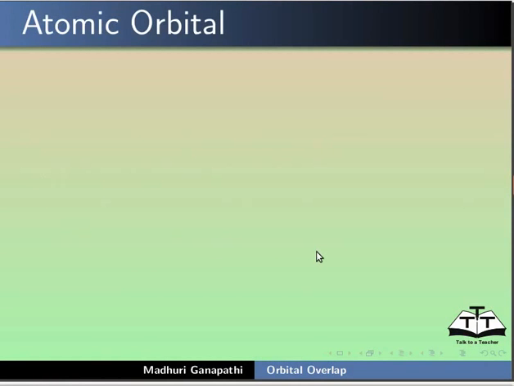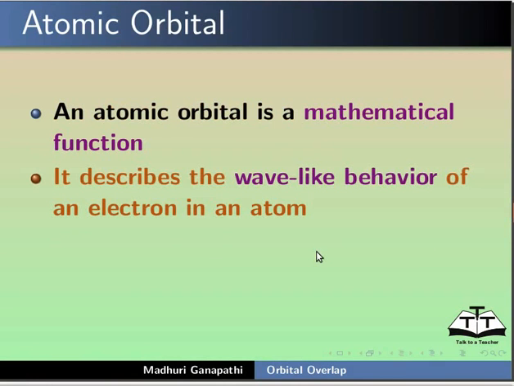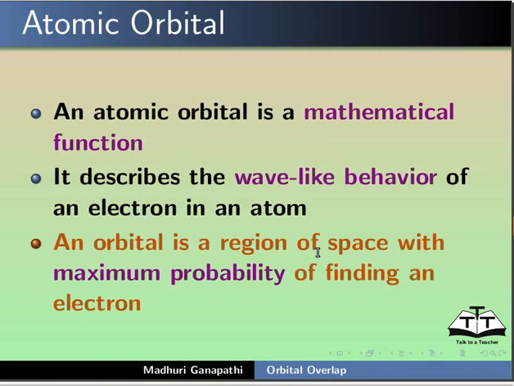Let us first see what an atomic orbital is. An atomic orbital is a mathematical function. It describes the wave-like behavior of an electron in an atom. An orbital is a region of space with maximum probability of finding an electron.